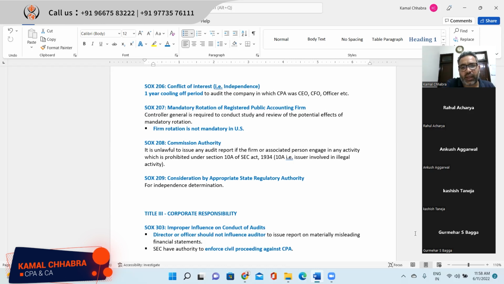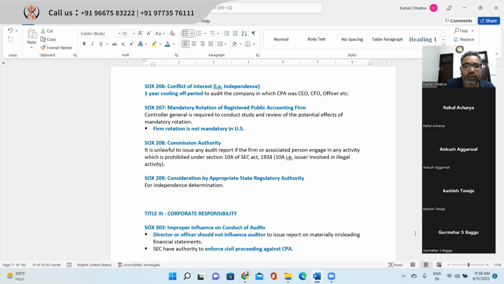209, consideration by appropriate state regulatory authority for independence determination. They ask you to follow the independence rules of the AICPA, right?